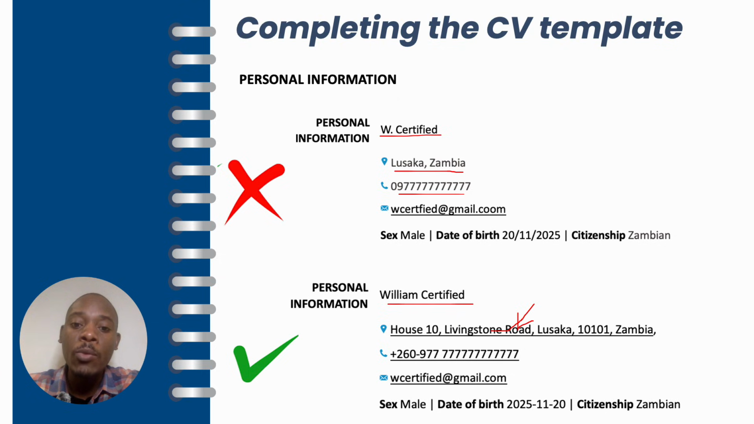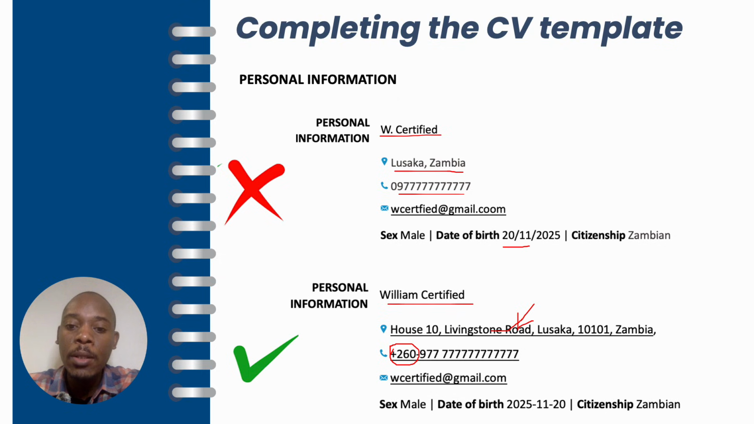And when it comes to the phone number, you can see that we've also included the country code to the phone number. So include the country code on the phone number. It's very clear on the form. If you do not include that, then your CV is not complete. So ensure that you include the country code, and also pay particular attention to the formats of the dates.